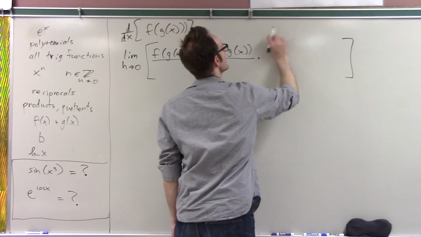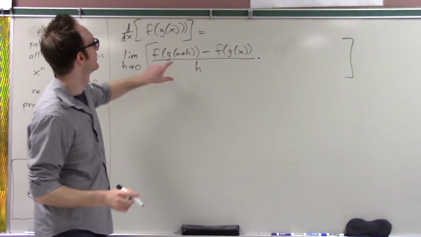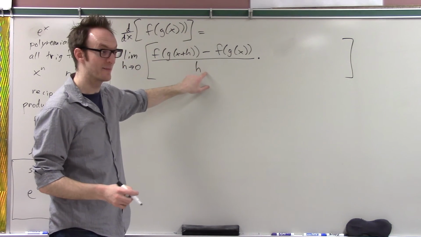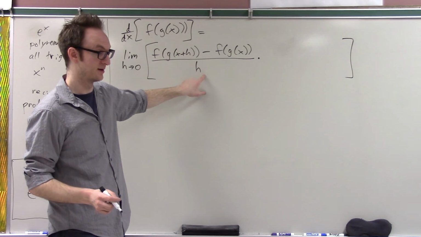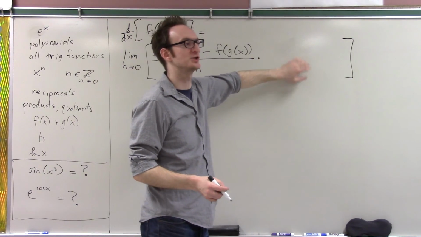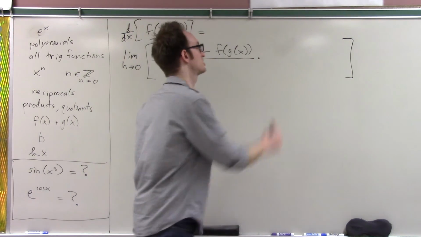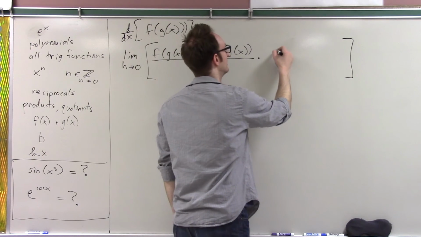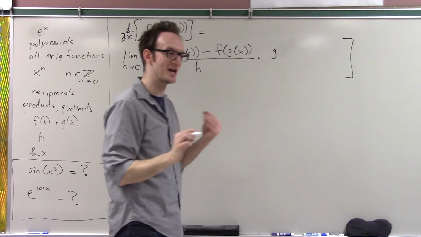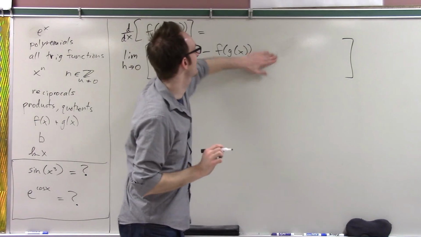Oh, you guys missed it. No, that's not quite right. This is how much f of g of x changes. This is how much the input x changes. So I need to multiply by the change in g over the change in g. What is the change in g? g of x plus h? No, that's the value of g. I want the change in g. Derivative of g. Wait, okay, watch.